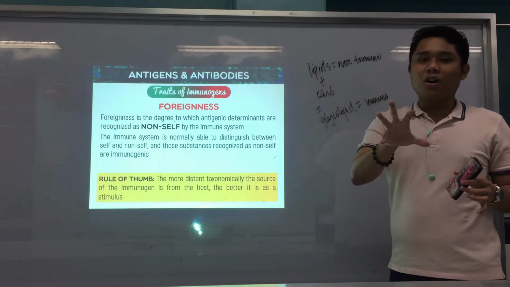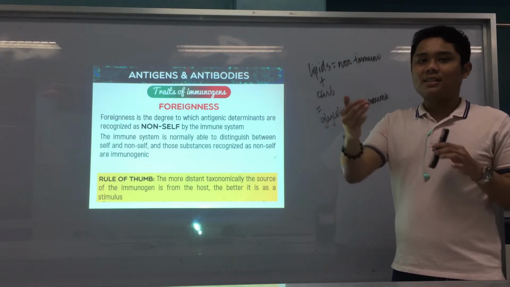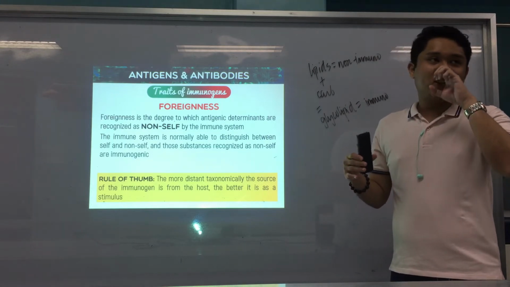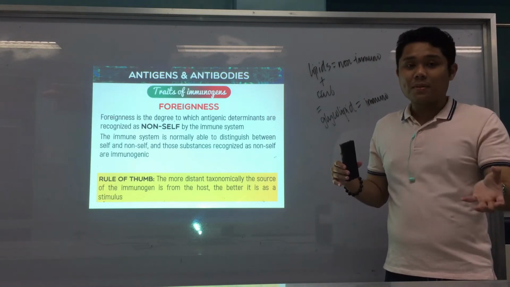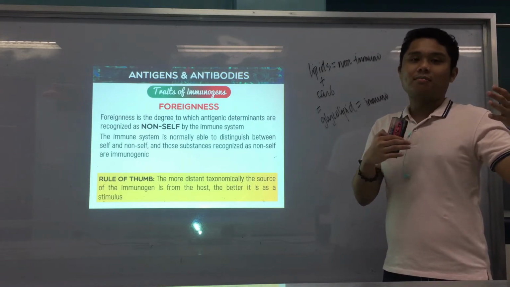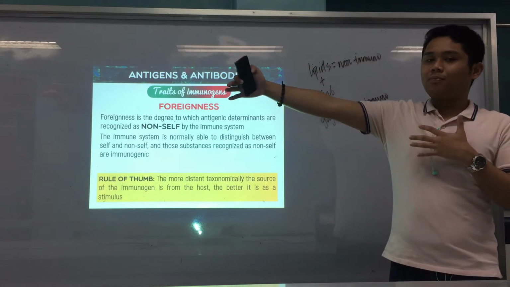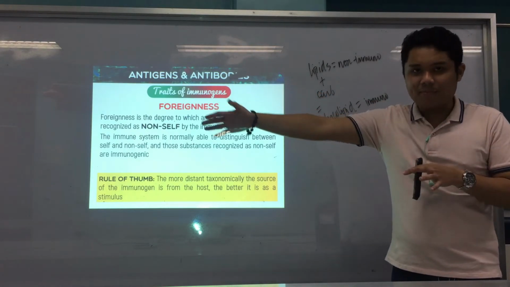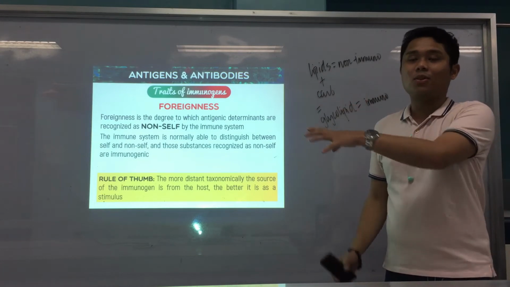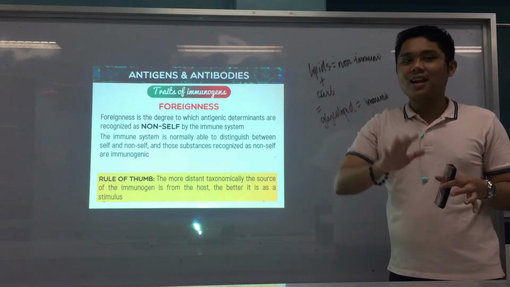Animals, like chimpanzees and all that, are quite near us in terms of taxonomy and species. So their antigens are not very immunogenic to us. Whereas plants are far from us, so their immunogens are more able to elicit an immune response. Okay? I hope that's clear.